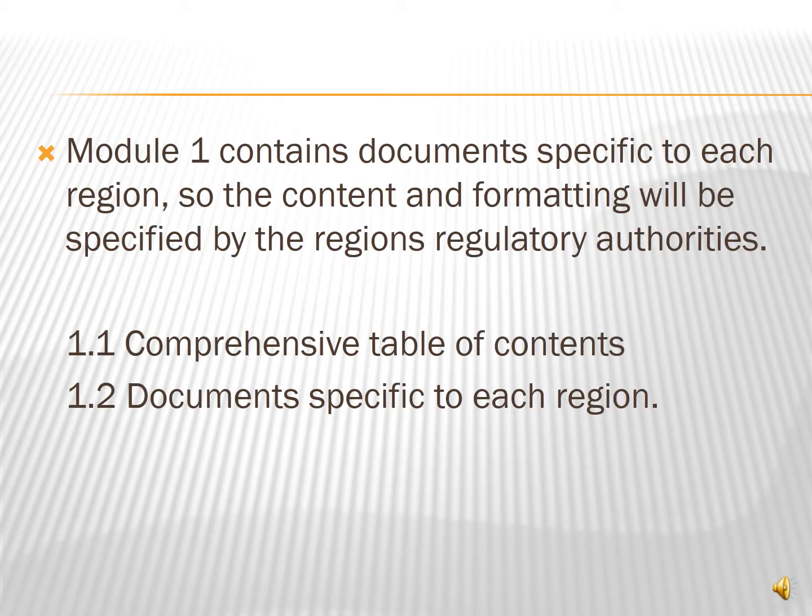As I mentioned before, Module 1 contains documents specific to each region, so the content and formatting will be specified by the region's regulatory authorities. The numbering of the documents for Module 1 must be in the form of 1.1, 1.2, 1.3, etc. Usually 1.1 would be the comprehensive table of contents, and from 1.2 onwards, the documents that are specific to each region.